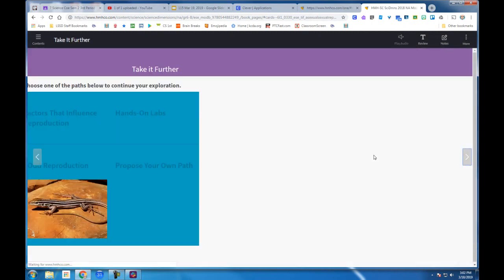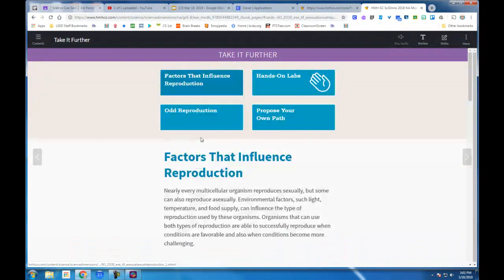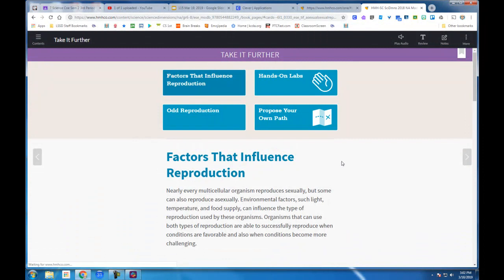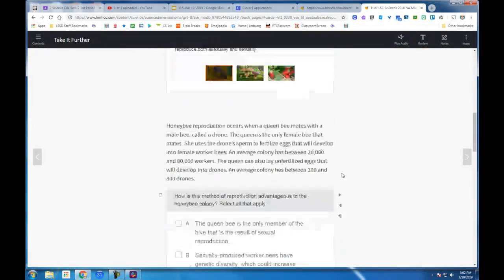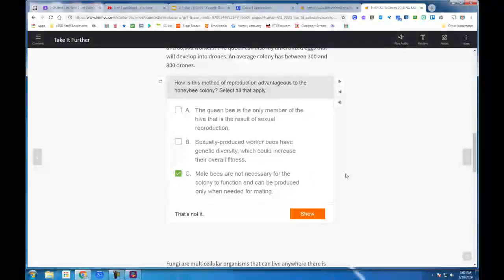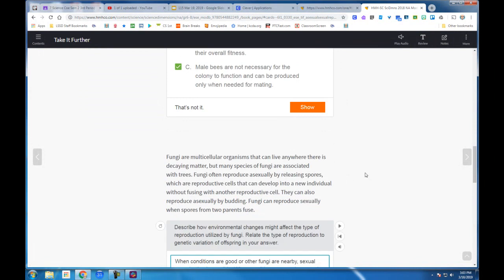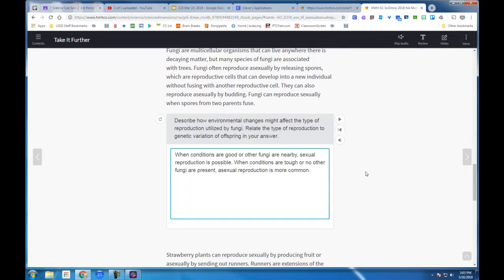Moving next to taking it further. Now here we have the bee. And along with the honeybee, they show you a picture of fungi and strawberry. The correct answer for that is C. Male bees are not necessary. If you're working in the workbook, you're going to have to come up with your own statement, but you're welcome to use the one on the screen.